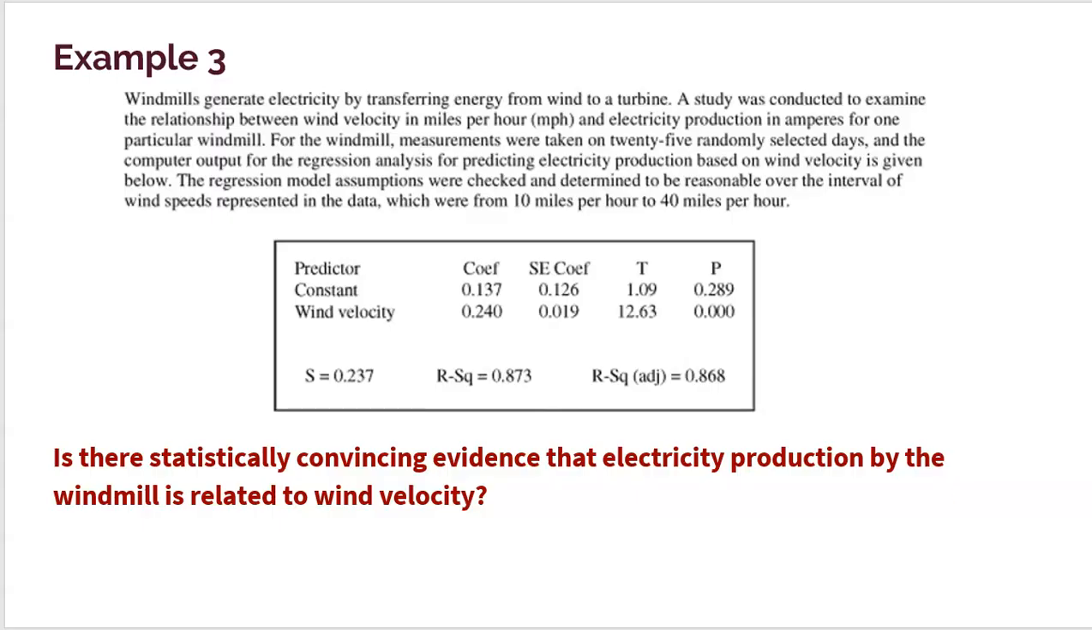The regression model assumptions were checked. Oh, that is awesome, right? That's the conditions, right? The conditions are the assumptions. So all of the conditions are checked. We don't even have to worry about those conditions, right? I told you a lot of times in the AP they do that. It says they were checked and determined to be reasonable over the interval of wind speeds represented for the data, which were 10 miles per hour to 40 miles per hour. So our data ranged from about 10 miles per hour to 40 miles per hour.